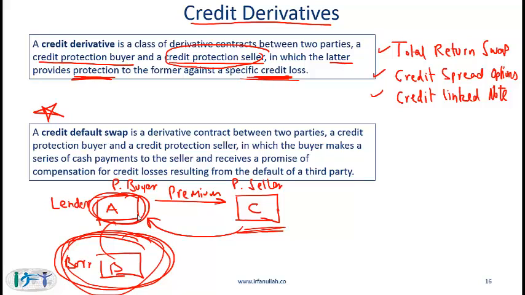Now notice why this is a contingent claim. This is a contingent claim because the money received by A is contingent upon certain credit events happening. Specifically, this payment is contingent upon party B defaulting.